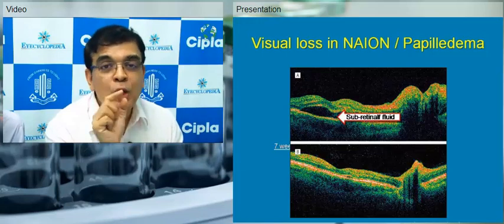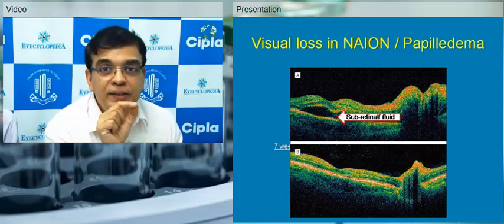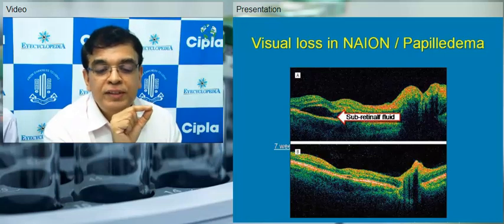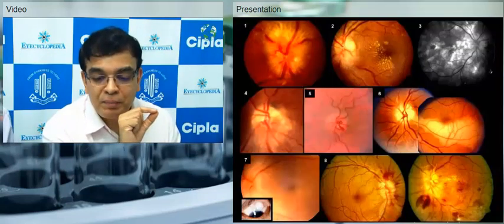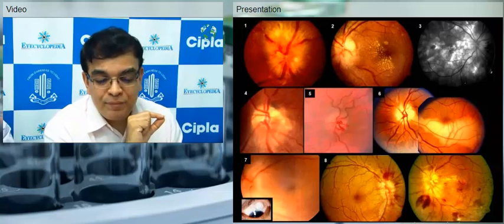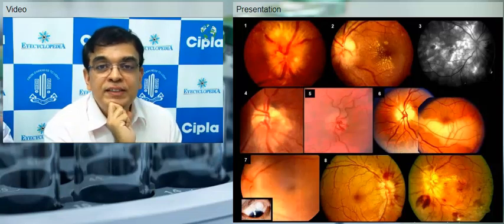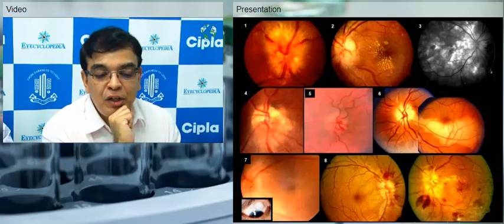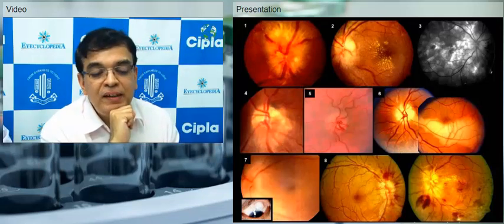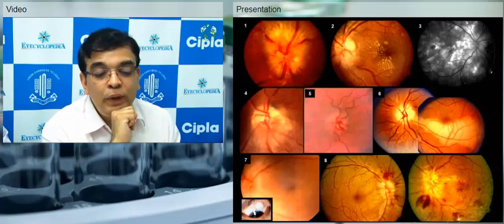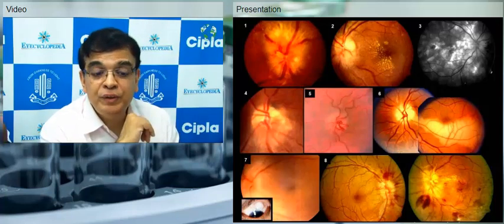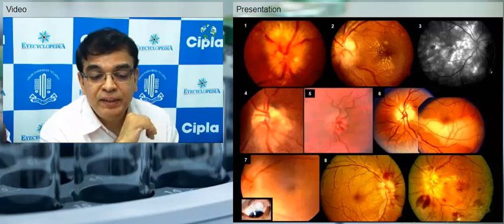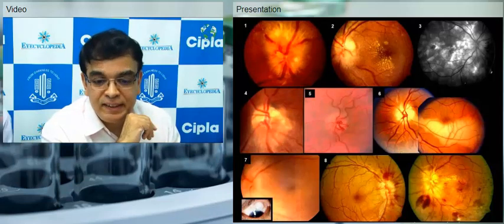Okay, so macular fluid can also be a reason for visual loss in NAION or even in papilledema patients. The spectrum of disc swelling ranges, as you can see from the top, from a patient with a unilateral disc swelling with a lot of visual impairment right at the beginning. It's a case of papillitis and inflammation.